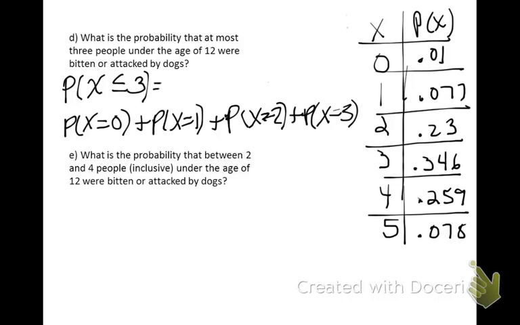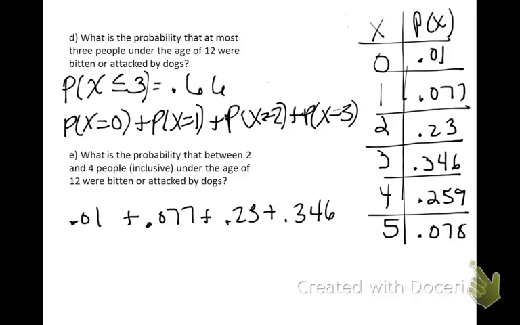If we come over to the table, we can see the values. The probability that x equals 0 is 0.01. The probability that x equals 1 is 0.077. For 2, it's 0.23. And the probability that x equals 3 is 0.346. Summing these values, the final answer is 0.663.